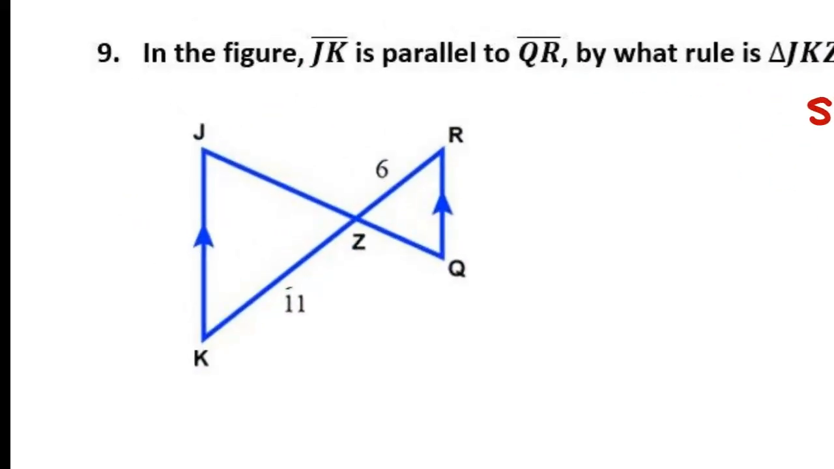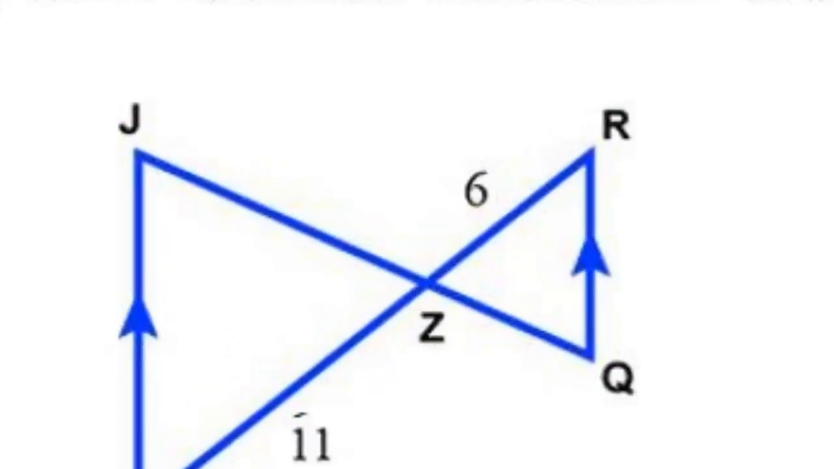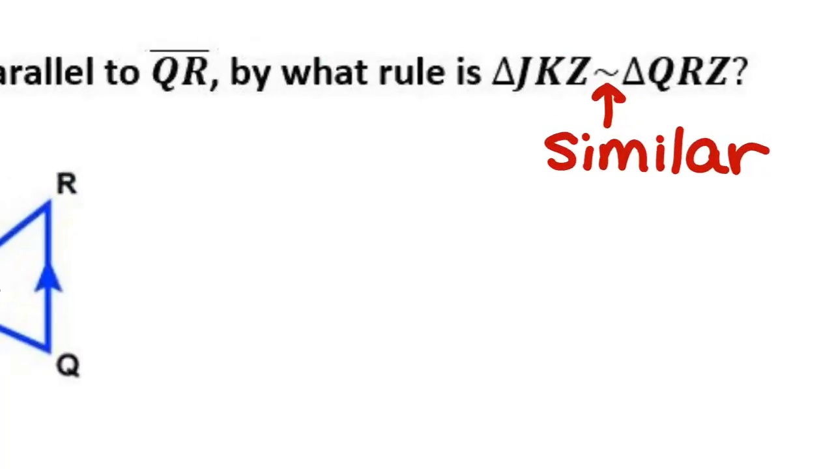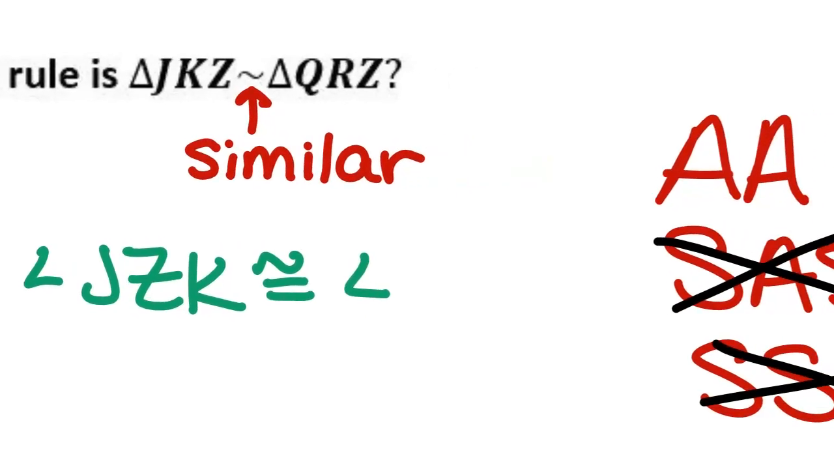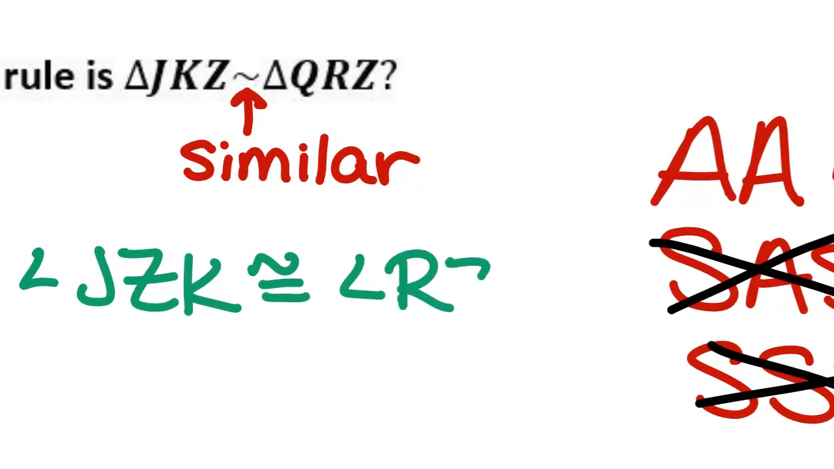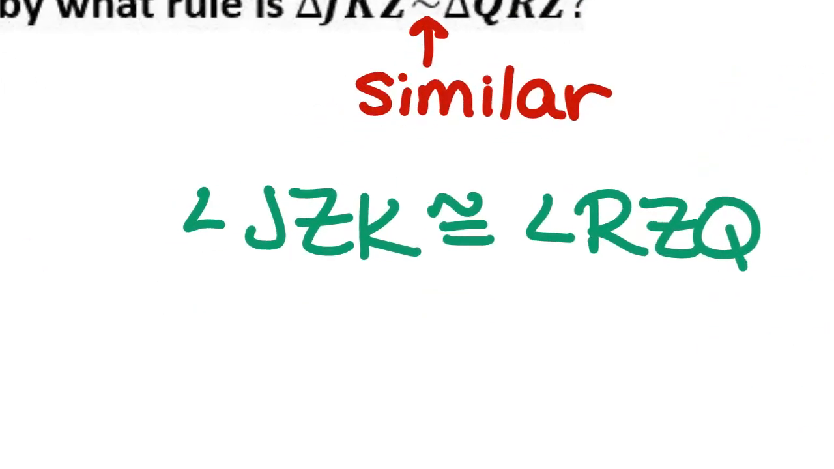Looking at the picture, there's something that I can mark about an angle right now without knowing anything else, just the picture by itself. Vertical angles, yes. Right here and right here. Angle JZK is congruent to angle RZQ because those are vertical angles.